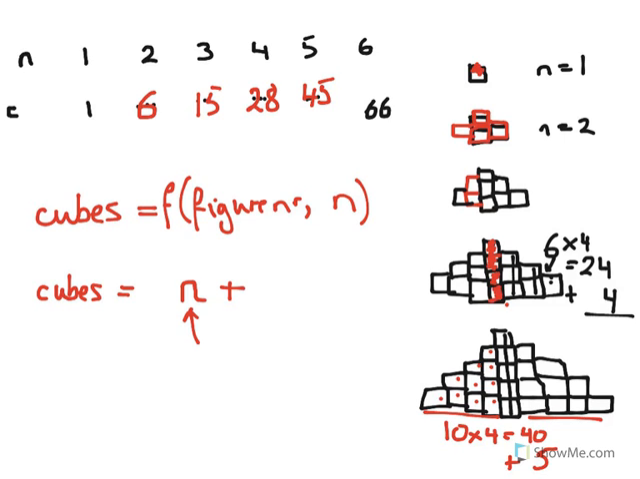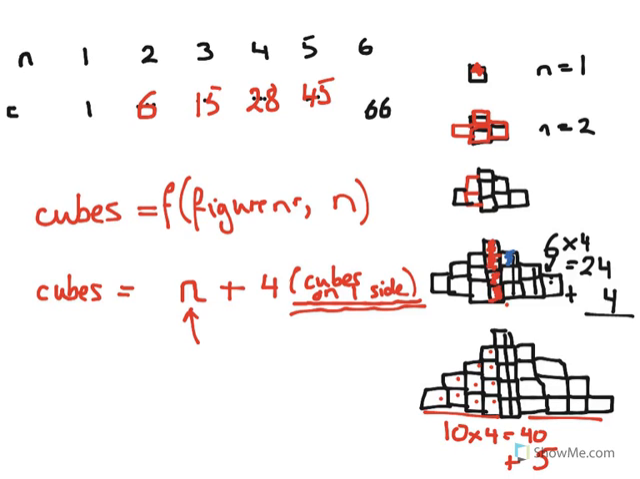And then what did we do? We added 4 lots of the number of cubes on the sides. Cubes on all 4 sides. 4 times the number of cubes on one side. So we need to find out a formula in terms of figure number for that. How could we express the cubes on one side? Well, let's have a look at how they are built up.